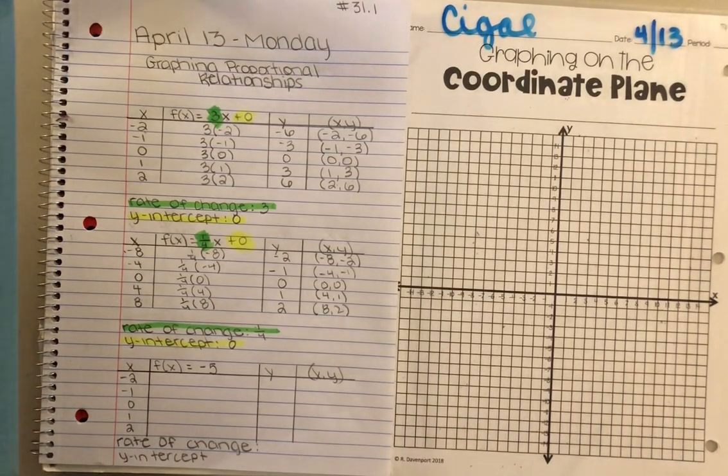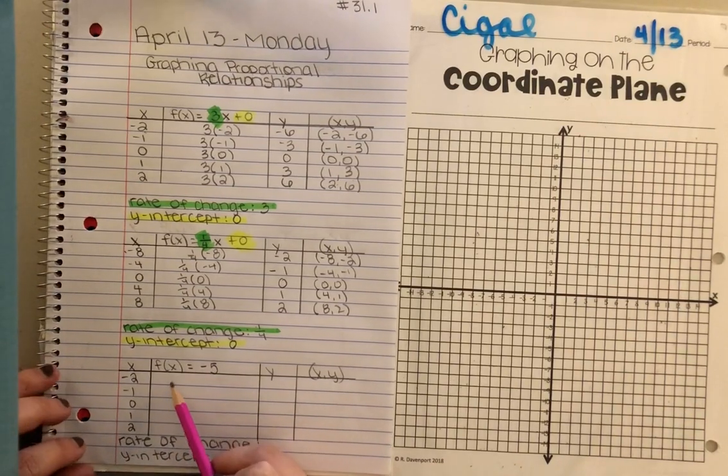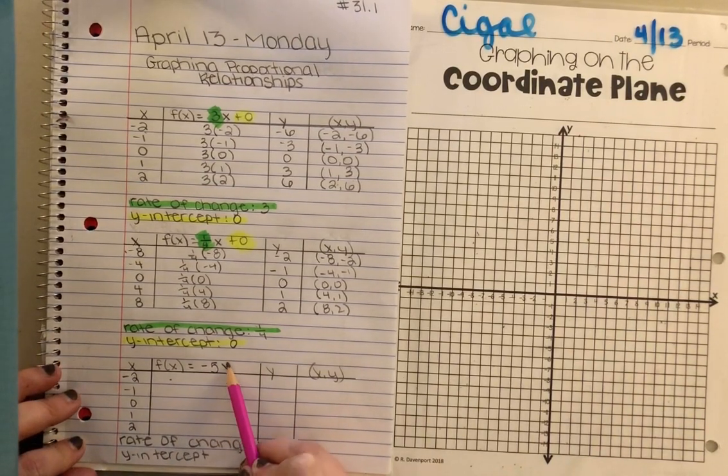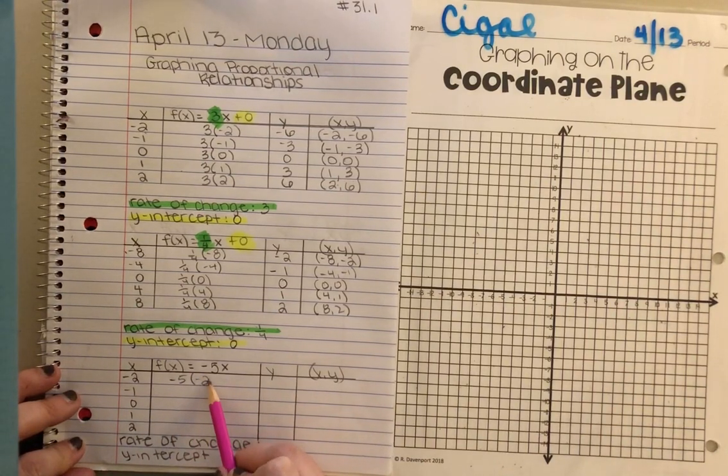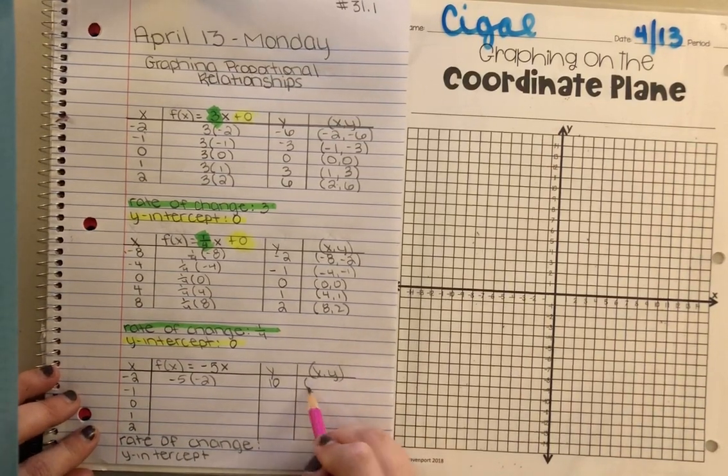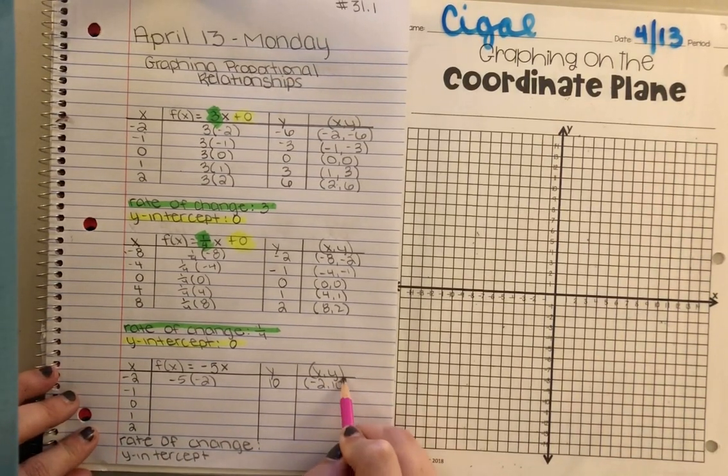So in this next one, we've got something a little bit different. We're looking at f of x is equal to -5x. So I'm gonna just go ahead and input my values. So -5 times -2. So my output is +10. You can write your ordered pair now if you want to. We've got -2 and 10.